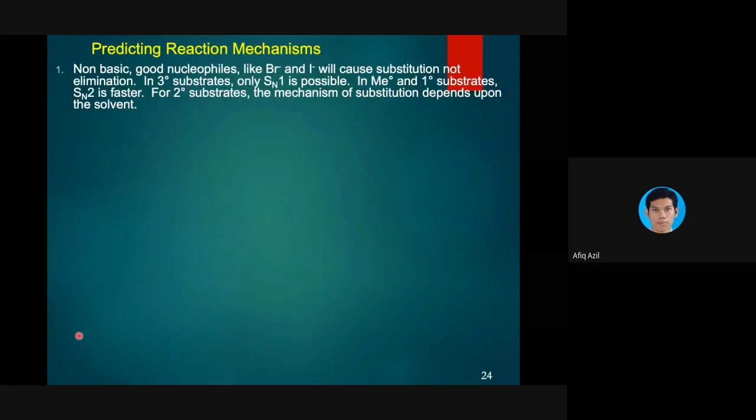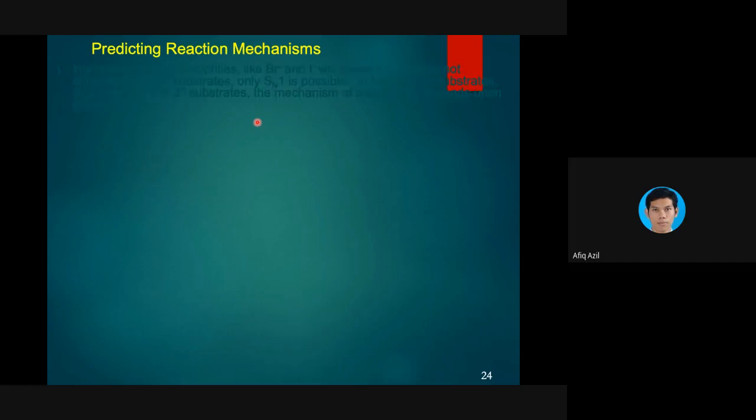So how do you predict the reaction mechanism? First, non-basic good nucleophiles, like bromide and iodide, are very strong nucleophiles but not bases, and will cause substitution reactions, not elimination. In tertiary substrates, which is tertiary alkyl halide, only SN1 is possible. In methyl or primary substrates, SN2 will be faster, but for secondary substrates, the mechanism of substitution depends upon the solvent itself.